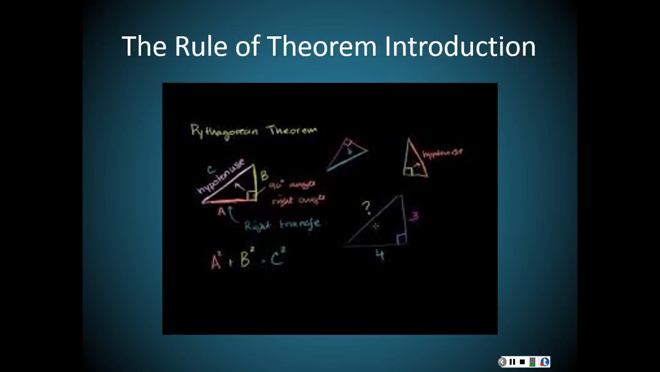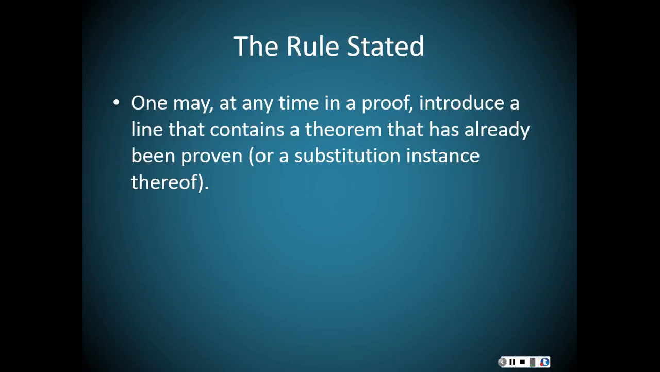Okay, so now that we have the rule of substitution, we can introduce another rule into our system, which I will call the rule of theorem introduction. So here is the rule stated. One may, at any time in a proof, introduce a line that contains a theorem that has already been proven, or a substitution instance of that theorem. So in a moment, I'll look at how this rule is applied.